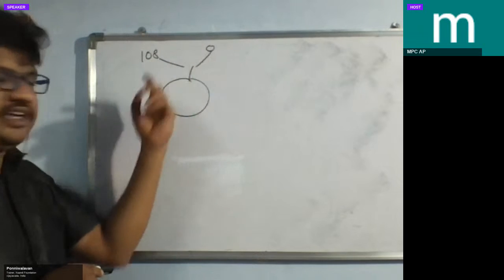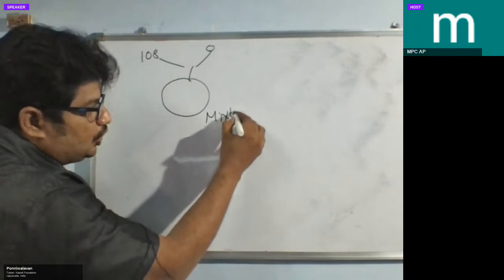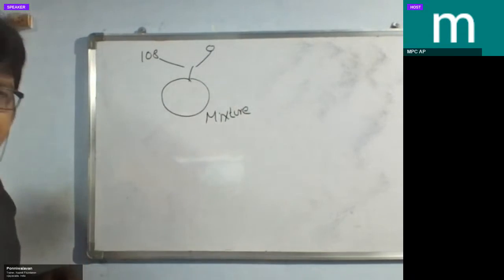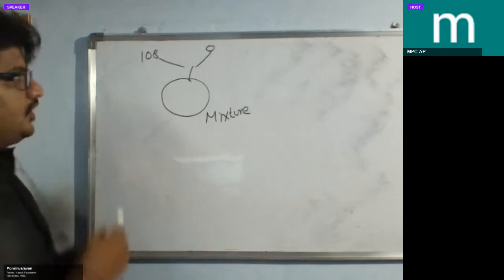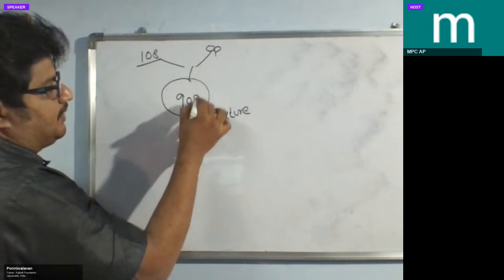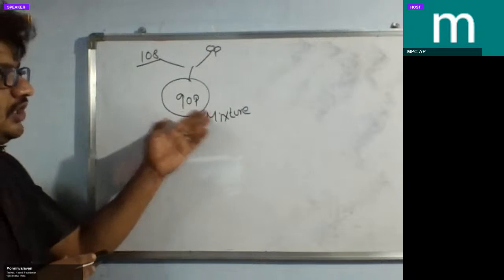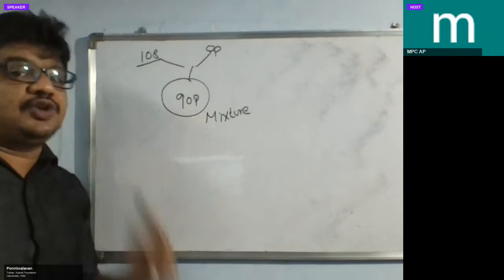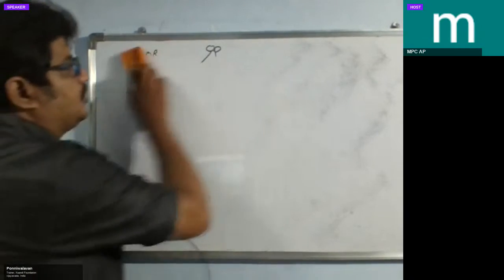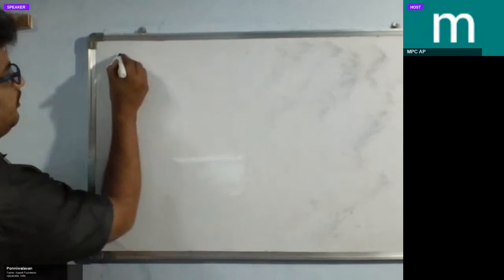If you are mixing it, you are getting the mixture. What is the rate of the mixture? Do you know that rate? This is 108 paise, this is 0 paise, this is 90 paise, and you know the mixture rate and the mixture worth. Then you can use this method.